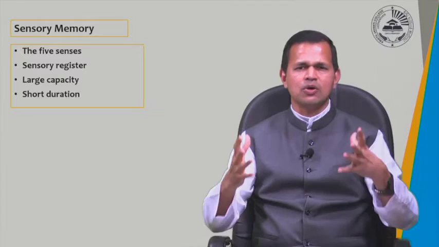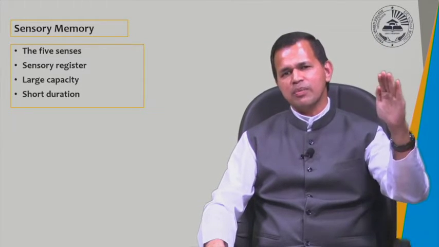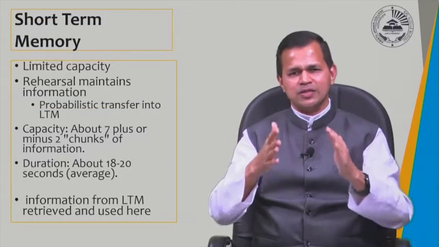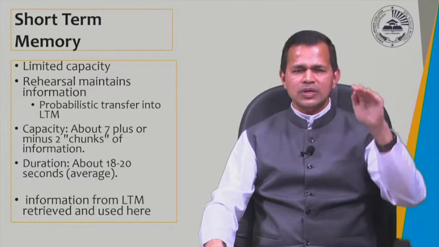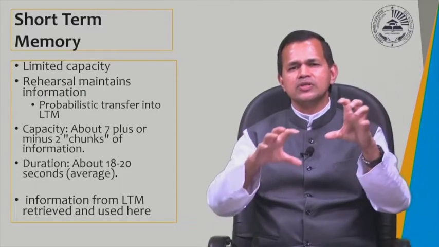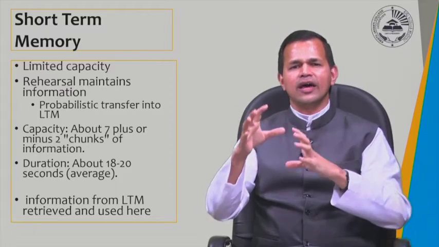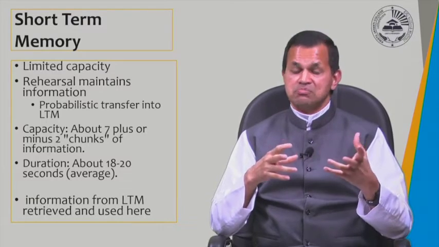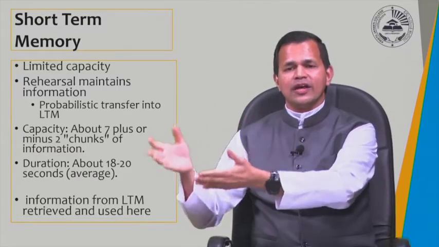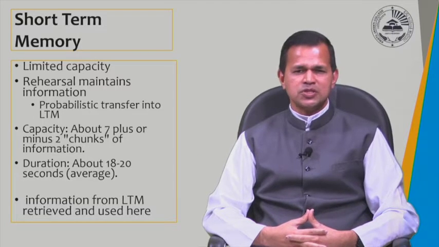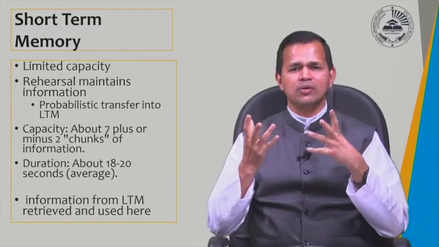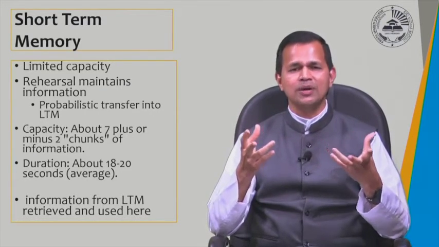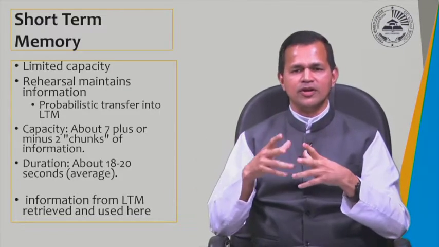Now let us look at short-term memory. We said sensory memory, and now we come to short-term memory. Compared to sensory memory, it has a limited capacity. For you to take any information from sensory memory to short-term memory, you need rehearsal. This rehearsal maintains the information, which will probably take you to the next level, called long-term memory. Short-term memory has a capacity of about 7 plus or minus 2 items to be stored at a time, which I will explain in the coming minutes.